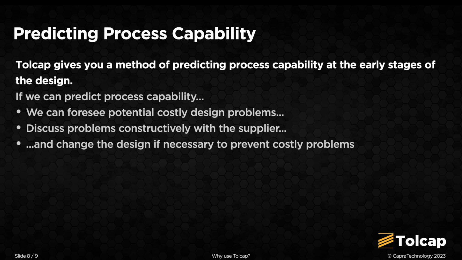So how can we predict process capability from the early design concept stages? TOLCAP. If we can predict process capability, we can foresee potential costly design problems, discuss them constructively with our supplier and make changes if we have to, in order to release a design to the supplier which he can meet capably and fulfill the design contract. Have a look at TOLCAP, maybe analysing a part that you know has given you problems in the past, and see if TOLCAP shows up the issue. It's quite intuitive, but the next video tells you how to get started.